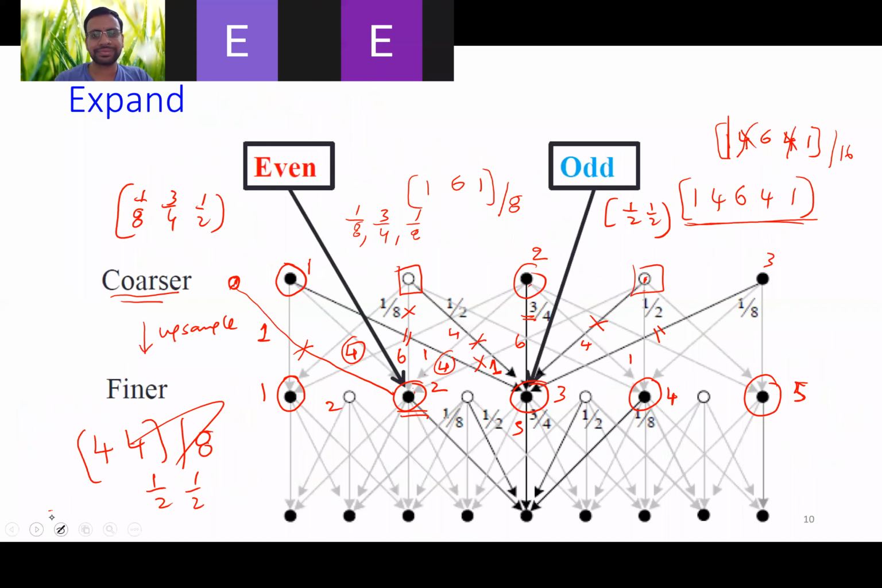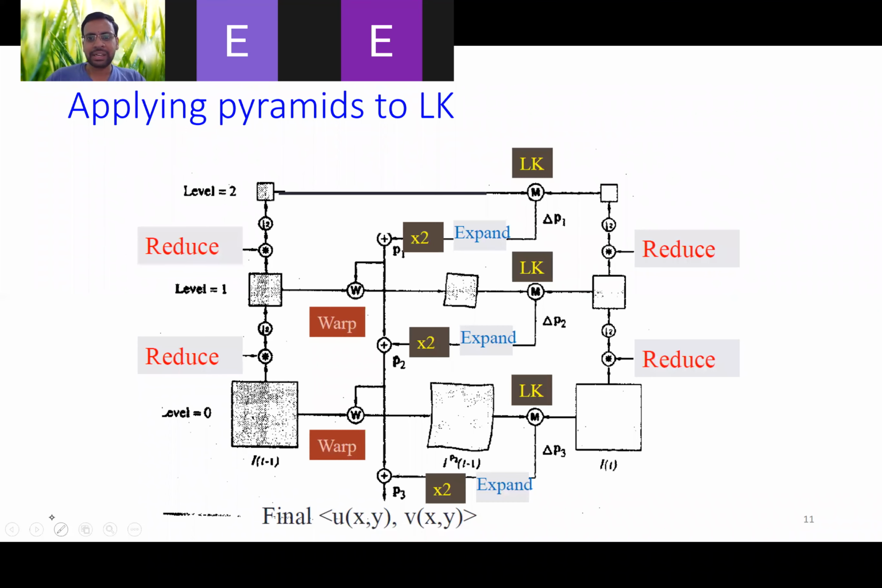Sir, why is upsampling necessary for this? Right. So you just hold on that question here. We will answer this in this wonderful diagram.